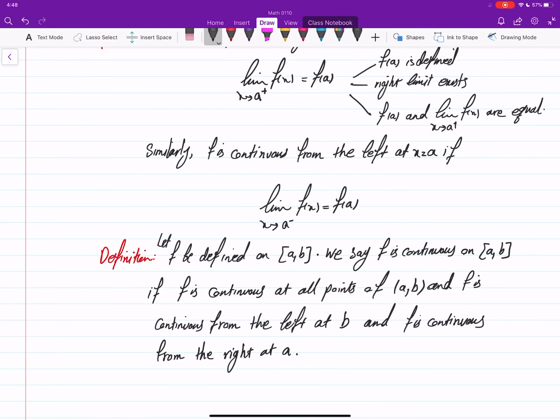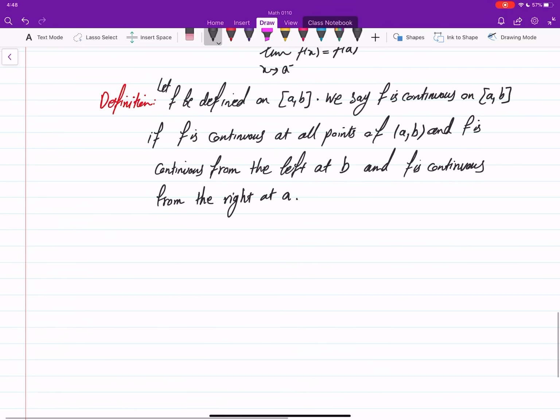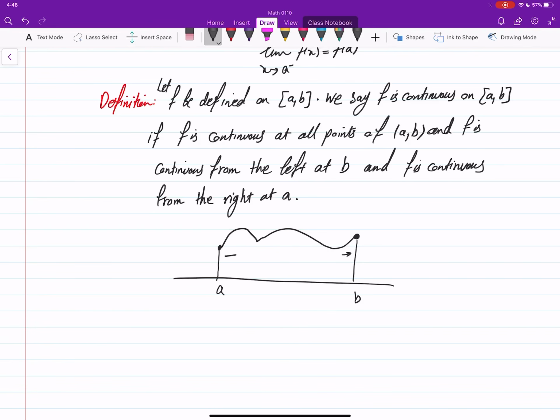So if you consider the graph of the function, the graph is continuous up to this point, up to b. At b it is continuous from the left, and at a it is continuous from the right.